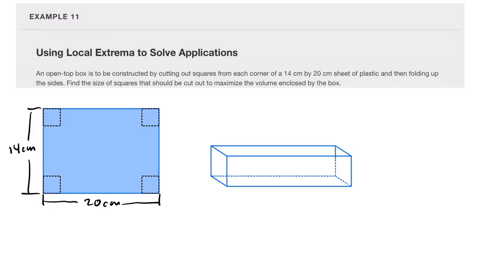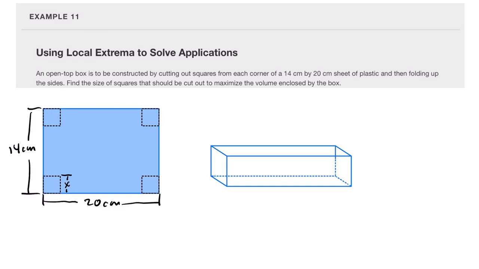So an open box, I mean, this is fine. Now I'm doing some other stuff in my mind, but this is fine. An open box is to be constructed by cutting out squares from the corners. The sheet is 14 by 20, okay? And then folding up the sides. Now, we don't know the size of these squares, so that's what we're trying to solve for. So, from here to here is x, okay? In order to maximize the volume, okay? So, let's get an expression for the volume in terms of x.